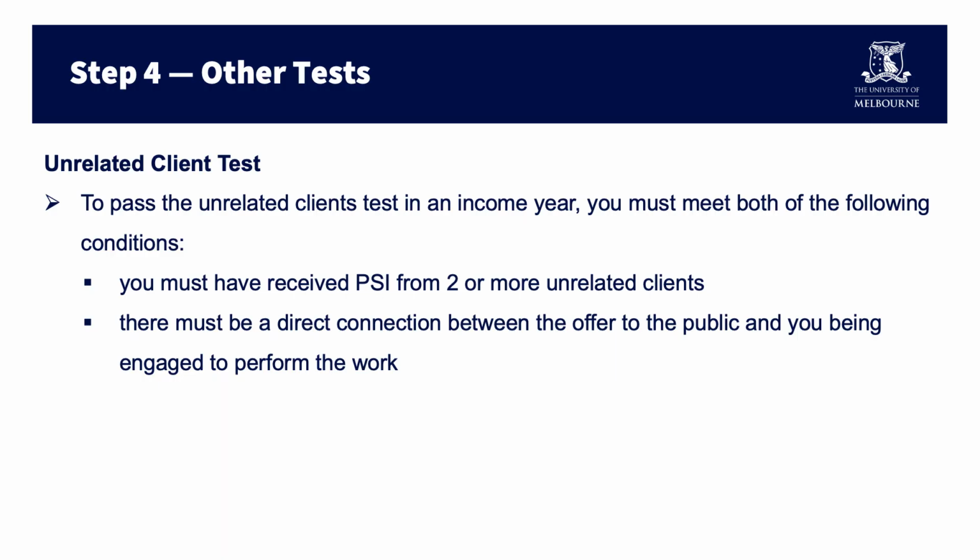To pass the unrelated client test in an income year, you must meet both of the following conditions. First, you must have received PSI from 2 or more unrelated clients, and there must be a direct connection between the offer to the public and you being engaged to perform the work.